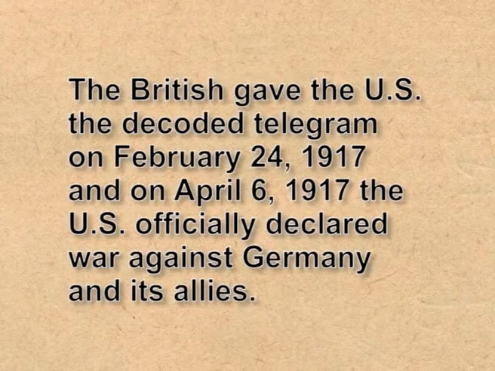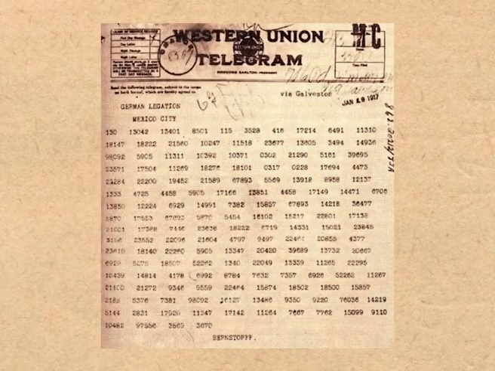The telegram consisted of an offer for Mexico to reclaim its territory of New Mexico, Texas, and Arizona if it joined with the Germans. In spite of this offer, Mexico concluded that it had no interest in taking over its former territories. The British gave the US the decoded telegram on February 24, 1917, and on April 6, 1917, the US officially declared war against Germany and its allies. This figure shows the encoded Zimmermann telegram on the left and the decoded Zimmermann telegram on the right.